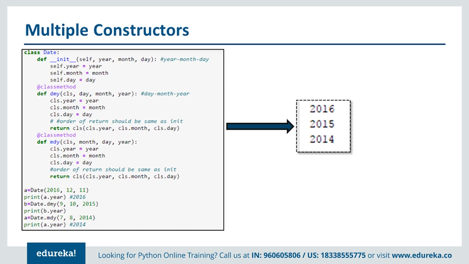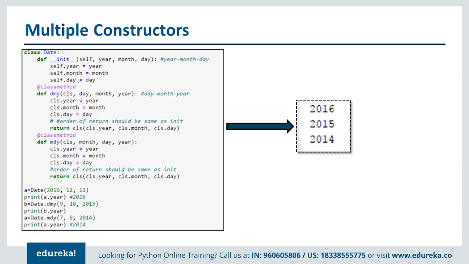Now similarly, if we don't want to go for the constructors, we want to go for some other class methods. So in this case, I am saying b is equal to date.dmy, and in there I am just trying to give the value for day as 9. Now in this case, you can see the parameters itself is different. The position of the parameters is different here.